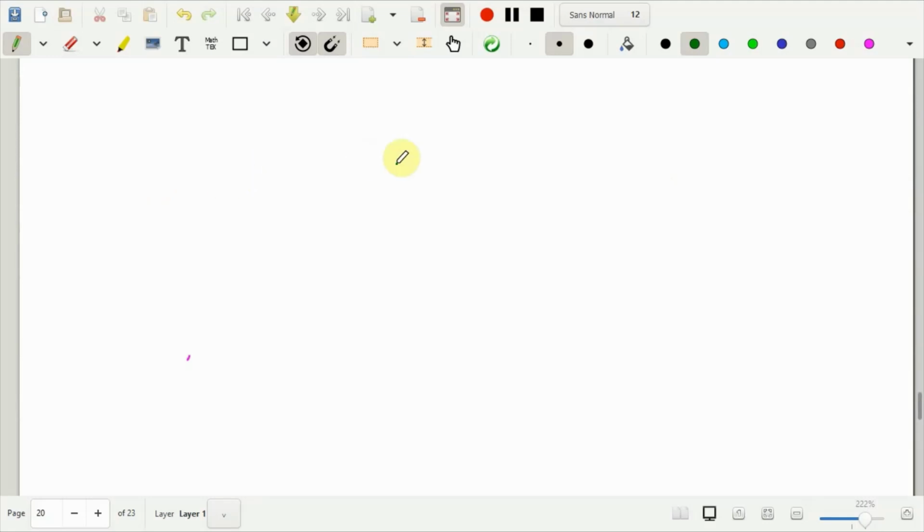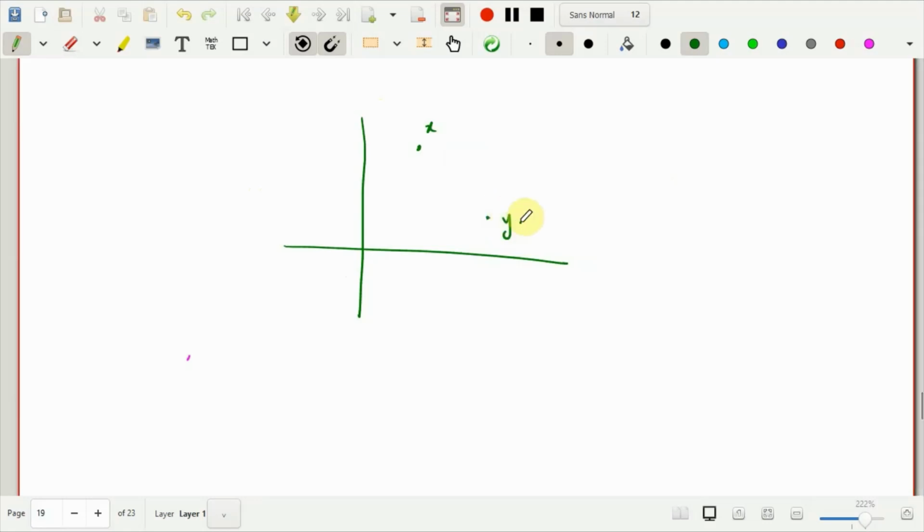Now, suppose I have two vectors, say x and y, in an R2 plane or maybe in an Rn plane. We know the relation between the dot product and the angle between these two vectors. It's given as x dot y equals norm of x times norm of y times cos of theta.